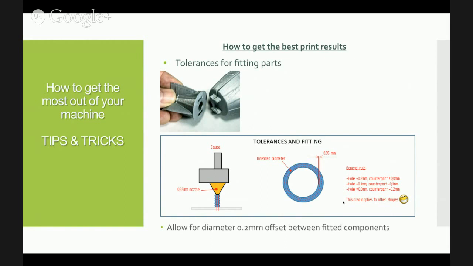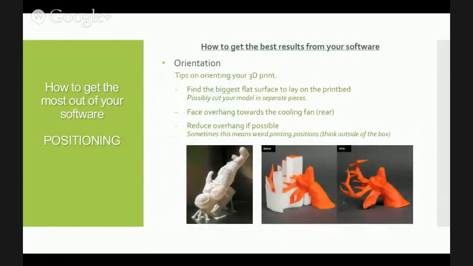For the next slide, to get the best results from your software, the first part is orientation. How to place your print on your bed. The first part is to find the biggest flat surface to lay on your print bed. And sometimes it will mean that you will have to cut your objects in multiple parts to get a surface area that can fit to the bed, and afterwards glue the parts together.